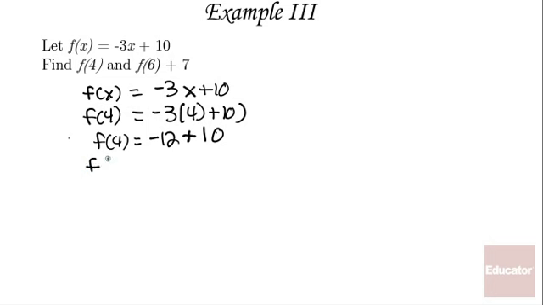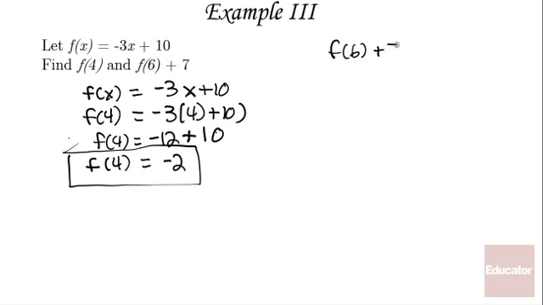So f of 4 equals -2. The second one is a little bit more complicated. This is asking me to find f of 6 plus 7.